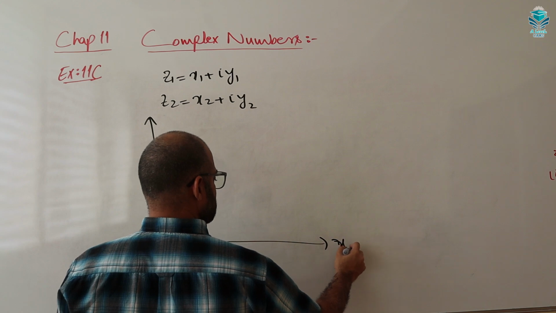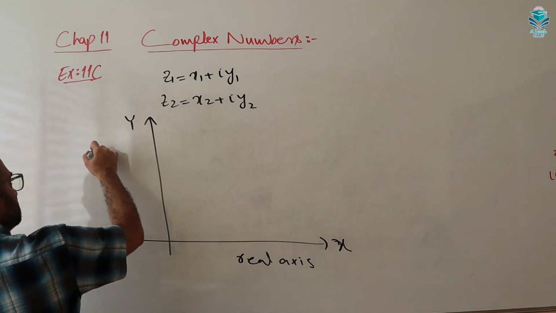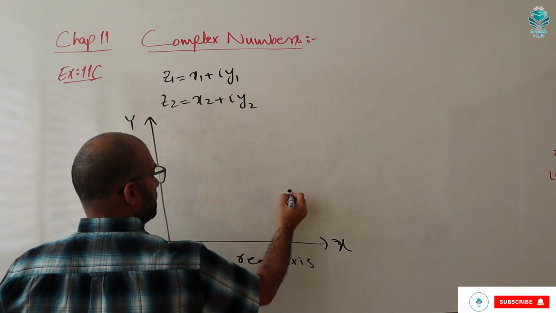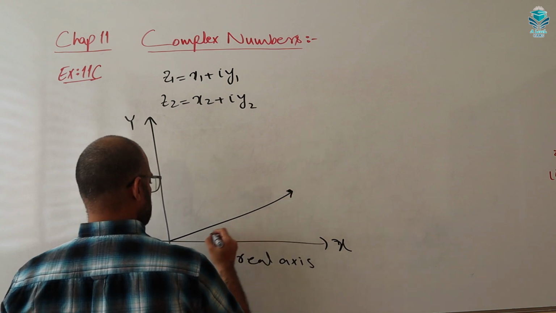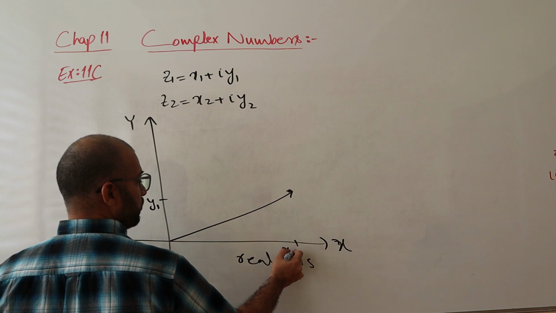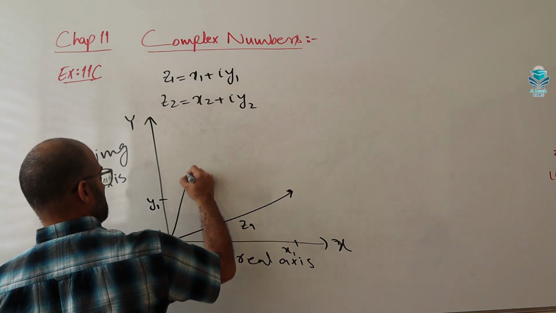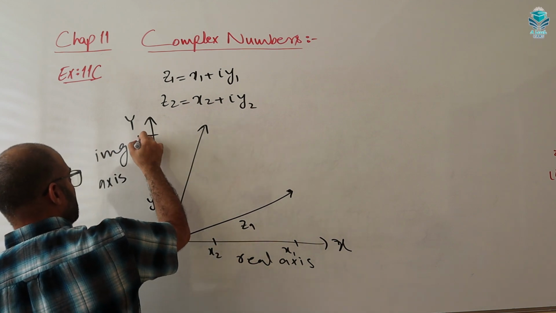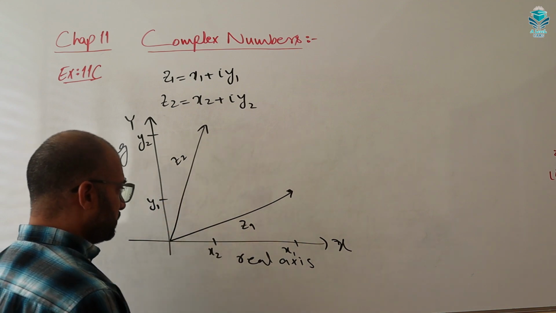Let's say this is the real axis and it is the imaginary axis. So consider this is a point P1 whose corresponding complex number is Z1. Let's say this is X1 and this is Y1. So it is Z1. And let me talk about another complex number Z2. Let's say this is X2, it is Y2. So it will be the complex number Z2.